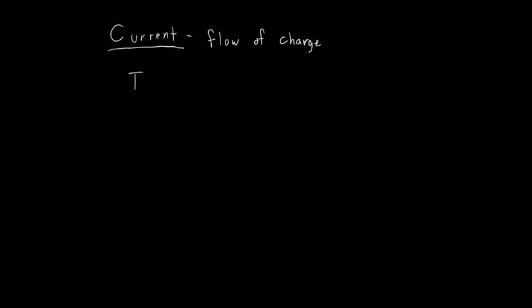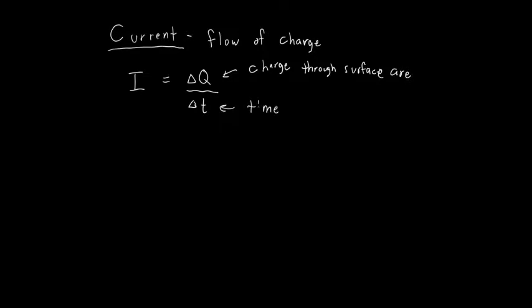I stands for current, and it's equal to the change in charge that passes some given point or goes through some given area divided by a change in time. So Q is the charge through a surface area. And T is the time that it takes to go through that surface area.